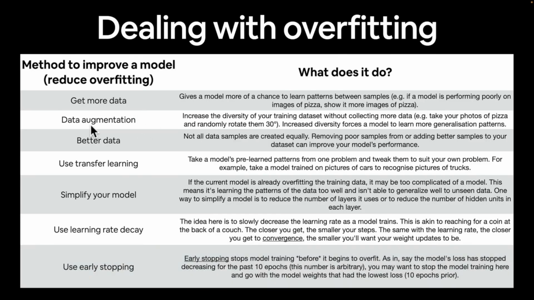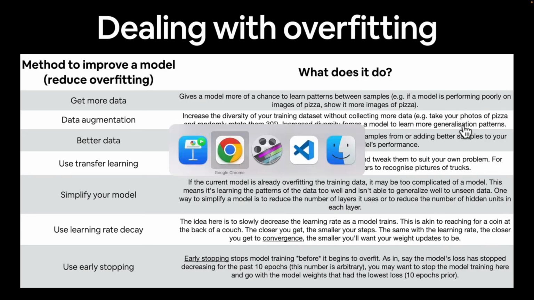But data augmentation, as we've seen before, is a way of manipulating images to artificially increase the diversity of your training data set without collecting more data. So we could take our photos of pizza, sushi, and steak and randomly rotate them 30 degrees. And increased diversity forces a model to learn, or hopefully learn, again, all of these come with a caveat of not always being the silver bullet, to learn more generalizable patterns. Now, I should have spelled generalizable here rather than generalization, but similar thing.